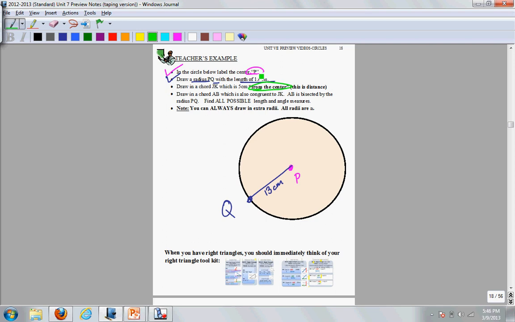I'm going to be very specific about my colors here. So JK is going to be 5 centimeters from the center. So here's JK, 5 centimeters from the center. Remember, from the center is code for a segment which hits the midpoint, so hatch marks, and makes a right angle. So that is from the center 5 centimeters.